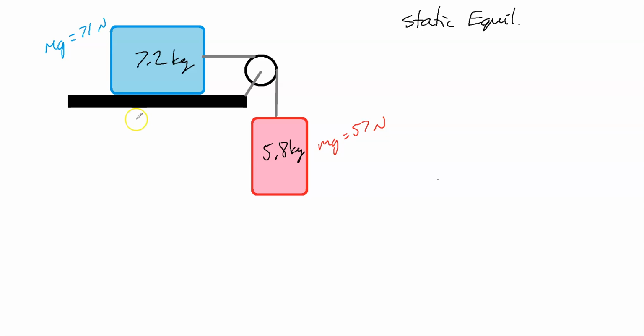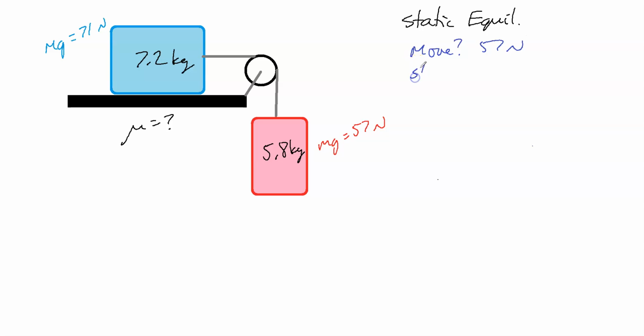So what I want to know is what is the coefficient of friction between the table and the blue box? Because I know it's in static equilibrium. So I'm going to ask myself the same type of questions I usually do. How much is trying to move it? Well, the red box is the one trying to accelerate the system. So if I cut the rope, that's the one that would fall. So I've got 57 newtons trying to move it. Okay, nothing else is trying to pull it. So 57 is trying to move it.